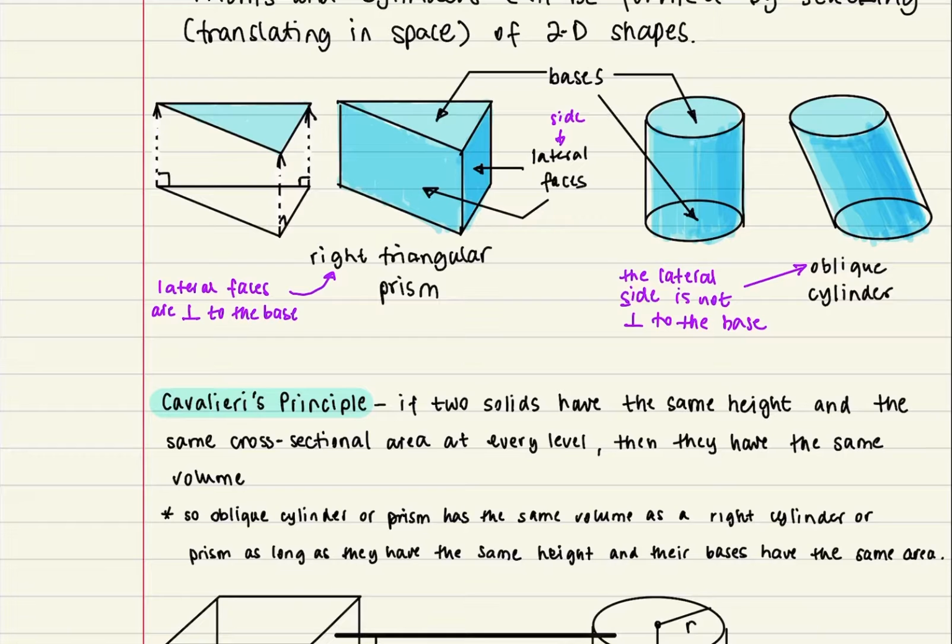Cavalieri's principle states that if two solids have the exact same base and the same exact cross section at every level and the exact same height, then the volumes are the same. So looking at this picture, since these two cylinders have the exact same cross section at every level and they have the same exact height, that means that they will also have the same volume.